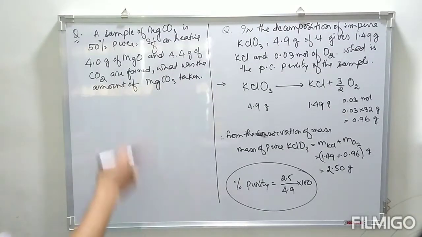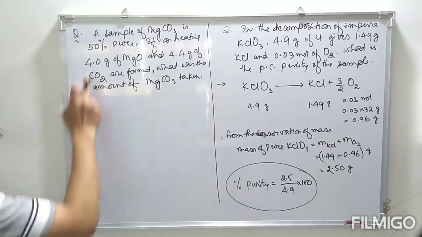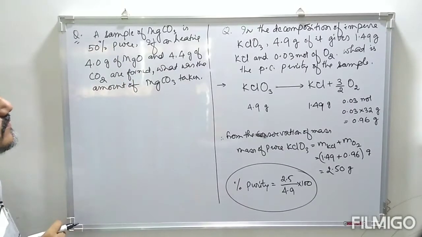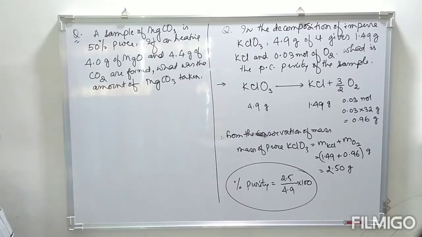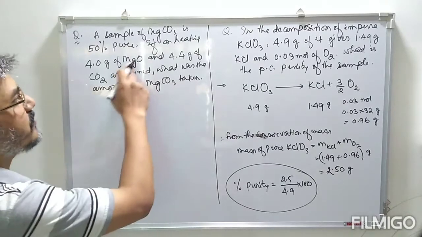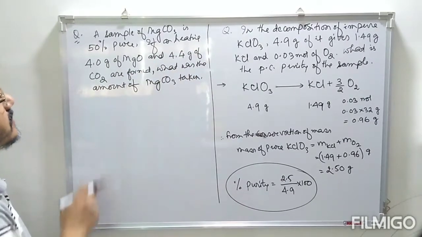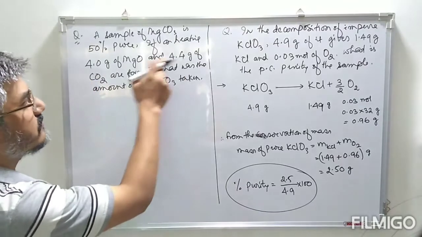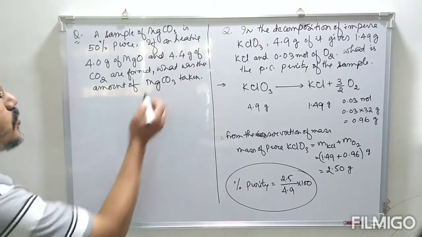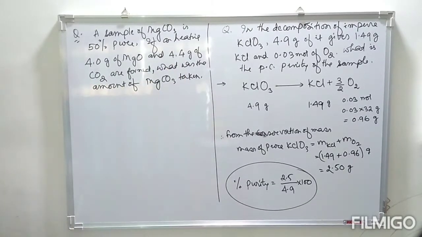So question says sample of magnesium carbonate is only 50% pure. Now take a sample of magnesium carbonate on heating. This gives you magnesium oxide and carbon dioxide. Magnesium oxide gives you 4 gram and carbon dioxide is 4.4 gram. Then what was the mass of magnesium carbonate taken?